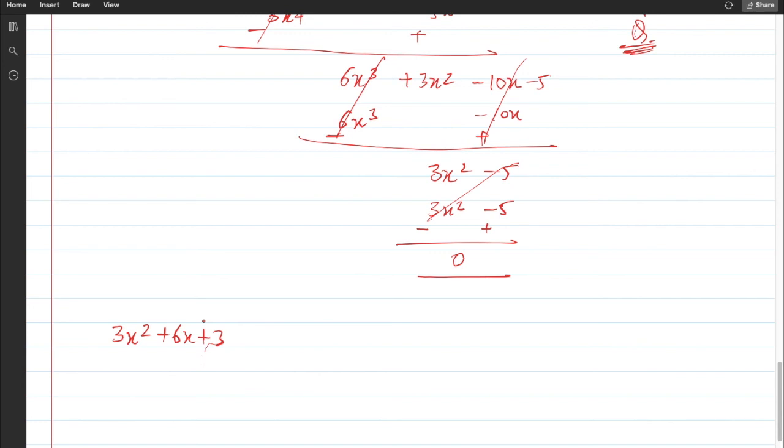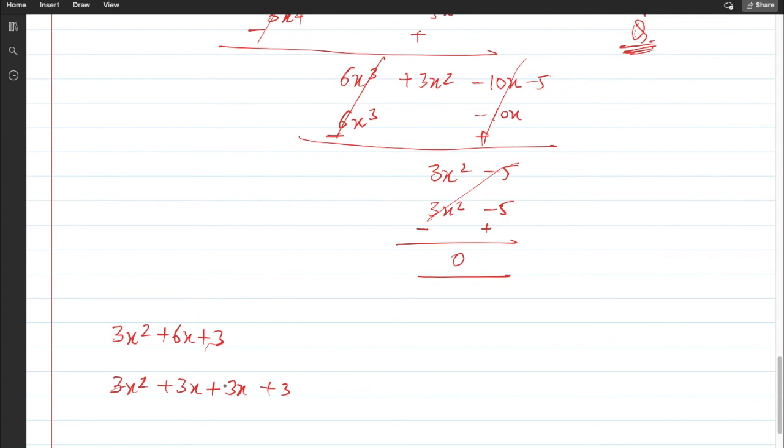As we have studied in earlier lectures, this is how to find the roots from a quadratic equation. This is the quadratic equation. So what I need to do is split this 6x into two parts in such a way that their product is equal to the product of 3 and 3, and the sum is equal to 6x. So I will rewrite this equation as 3x square plus 3x plus 3x plus 3.